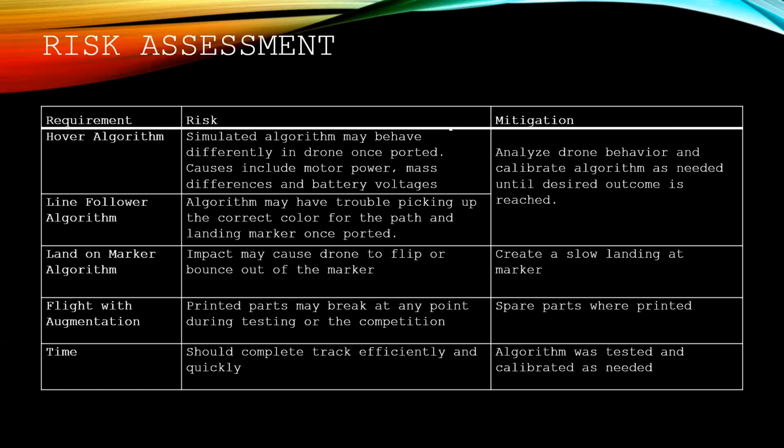Some risks we faced when trying to meet our requirements for hovering and line follower were that the drone would behave differently in reality. We will target this issue by testing and calibrating as needed. In landing, impact might cause the drone to bounce off the marker or flip over. We have mitigated this by creating a slow landing algorithm. Printed augmentation parts may break during test flights or the competition. We have prepared for this by having spare parts available. Lastly, in order to compete, the drone must be able to complete tracks quickly and efficiently. For this, we have tested and calibrated our algorithm as needed.